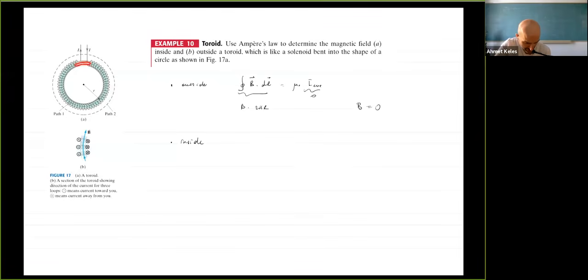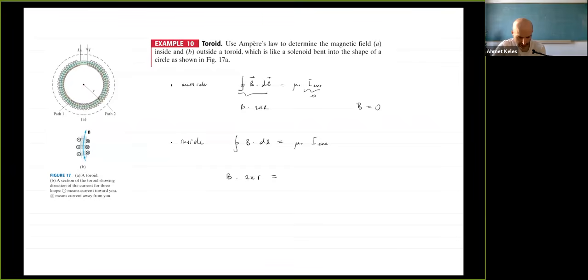Here I choose the pad indicated with pad 1. And I do the same thing. B dot dl is equal to mu0 times I enclosed. Okay, B is, I'm assuming it's constant inside, so this is B times 2 pi R, right? This is like some R. This total length is 2 pi R.